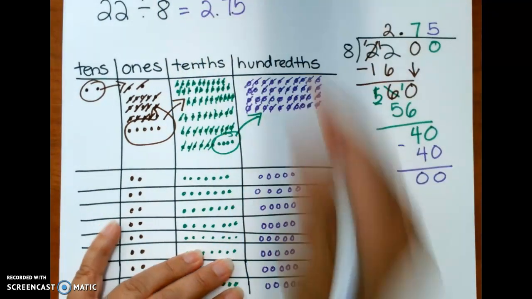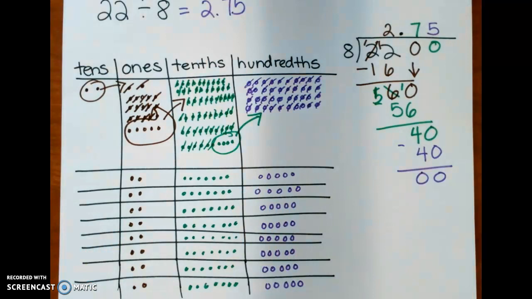Now, if you're struggling with the division standard algorithm, you can always go back to using the area model, but we really need to start working on our standard algorithm. You know where to find me.